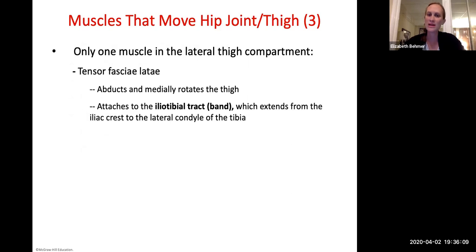There's only one muscle in your lateral thigh compartment. If you put your hands on your hips, there's only one muscle on your lateral thigh compartment, and that's your tensor fascia latae. That's a unique muscle because it's the only muscle on the lateral side of your thighs. It'll abduct and medially rotate your thigh, and it attaches to your iliotibial tract, which will extend all the way from your iliac crest to the lateral condyle of your tibia.